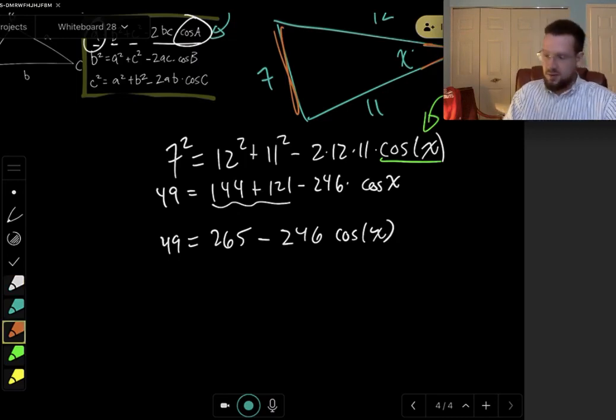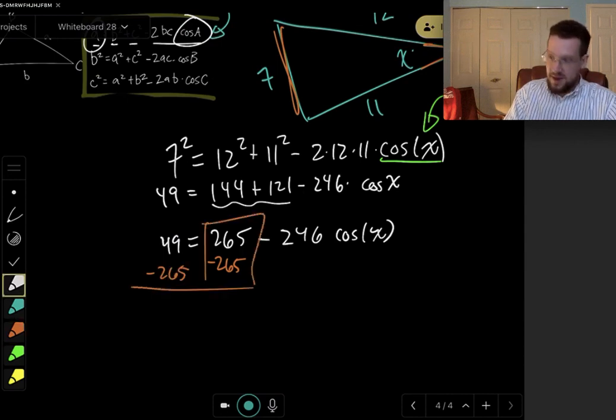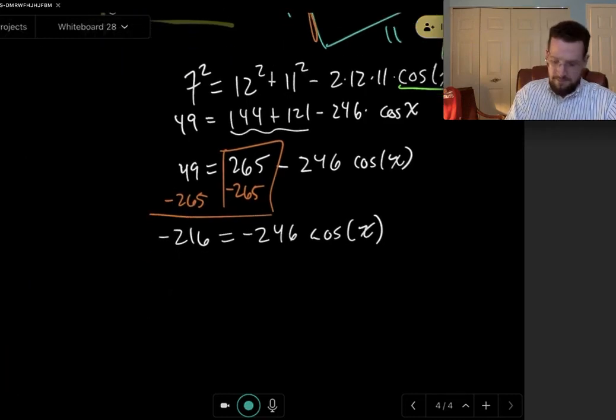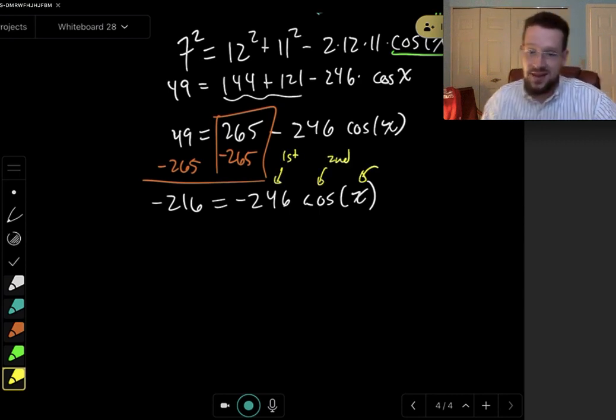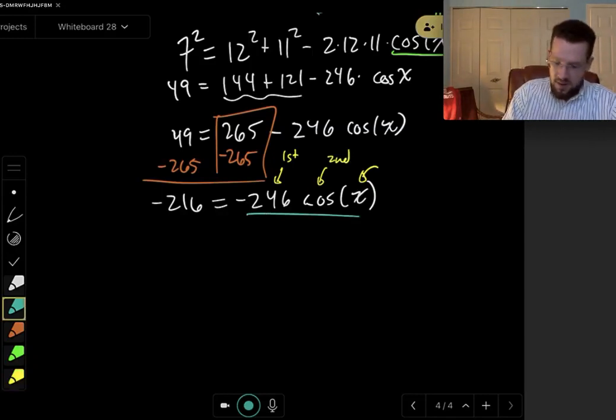And again, I'm going to be balancing this equation. So this is going to be a negative number. This is 216 is equal to negative 246, and then I'm going to have to divide. Again, I'm looking for x. How do I think of this? There are two things here. The first thing is the number, and then the trig function is the second thing. So to get rid of the number, I'm going to divide both sides by negative 246.